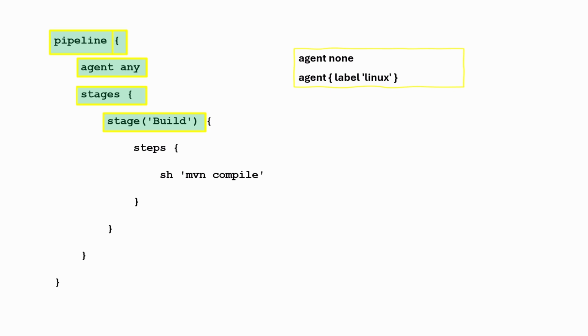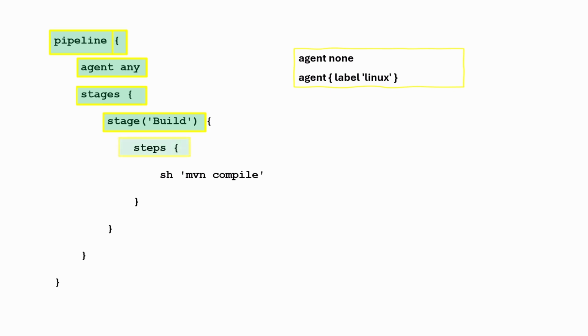Inside the stages block, we define one stage at a time. Here we have a stage named build. The keyword stage creates a named section, and the text inside the parentheses is simply the display name. It is shown in the Jenkins user interface. If I write stage testing, Jenkins displays a stage called testing, but we still need to tell Jenkins what work actually happens. This is why every stage contains a steps block.